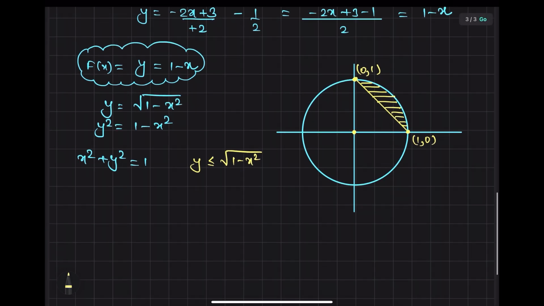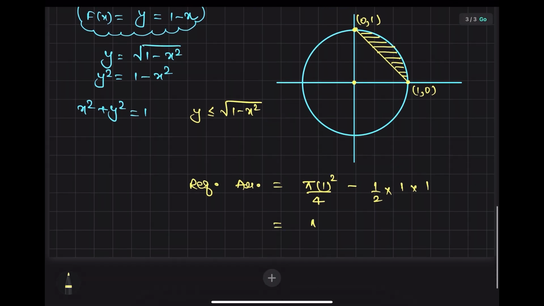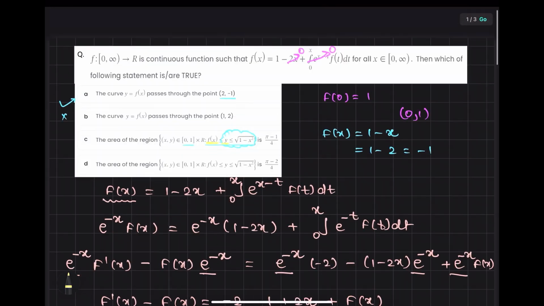So can I say that the required area is the area of the quadrant minus the area of the triangle. The area of the quadrant is pi r square by 4, where r is the radius. This is the quadrant minus the area of the triangle, half times base 1 times height 1. So we have pi by 4 minus 2 by 4. So can I say that it is pi minus 2 by 4? Wait, this is 4, not pi. So the required area is pi minus 2 by 4.